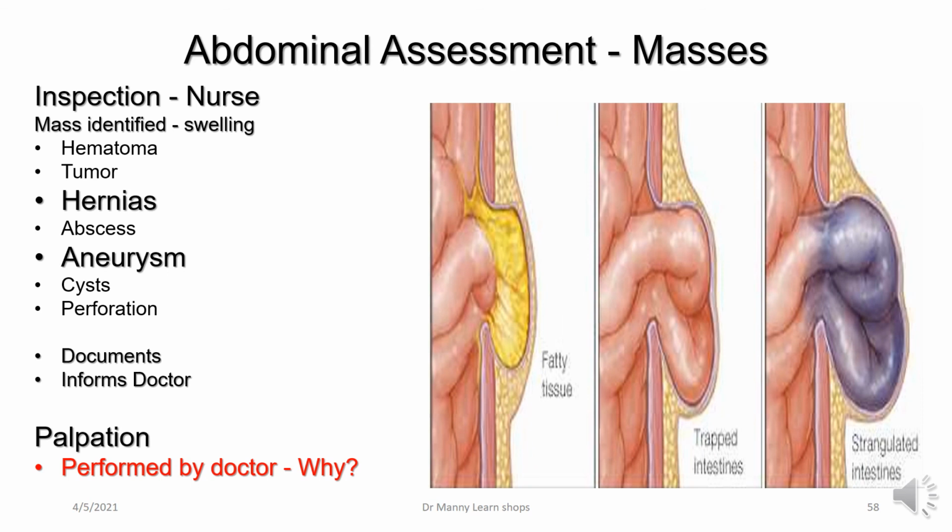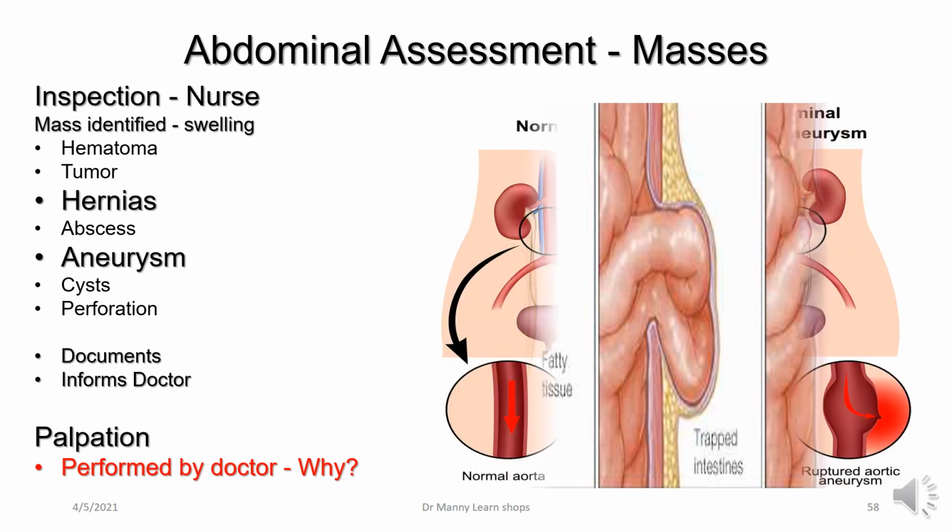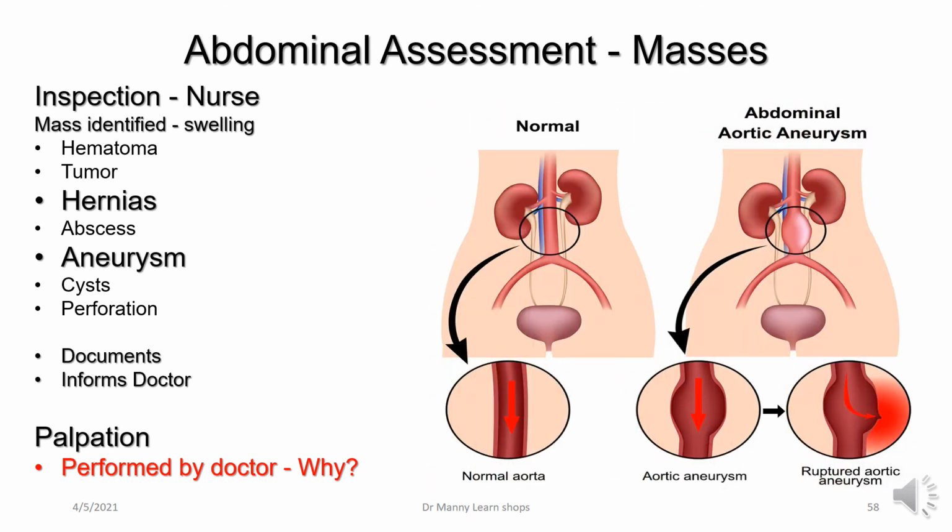These are different types of masses. Could be just fatty tissue. It could be a trapped intestine. It could be already strangulated, ischemic, and potentially necrotic. Abdominal aortic aneurysms: there's a risk. With palpation, it could rupture. That's why it's left to the doctor.